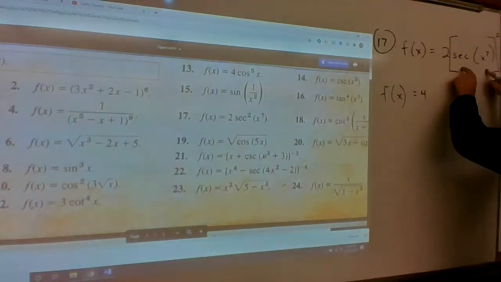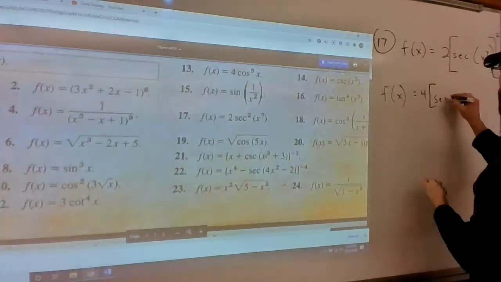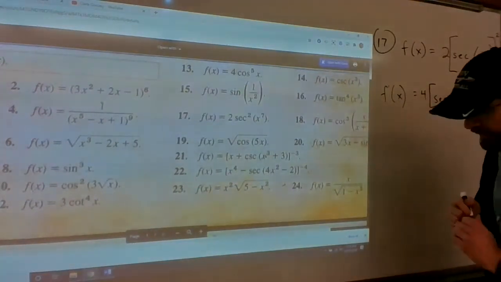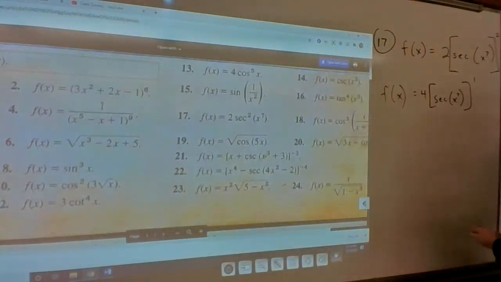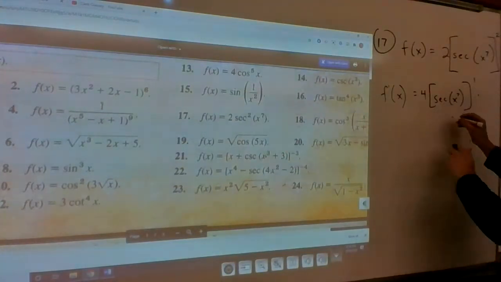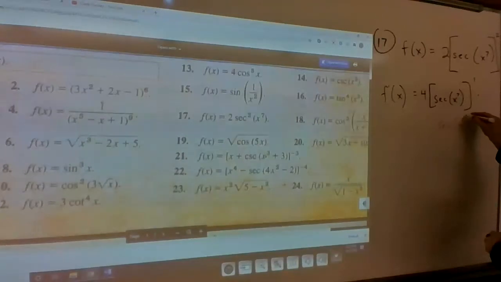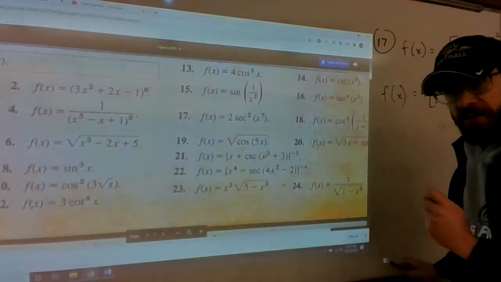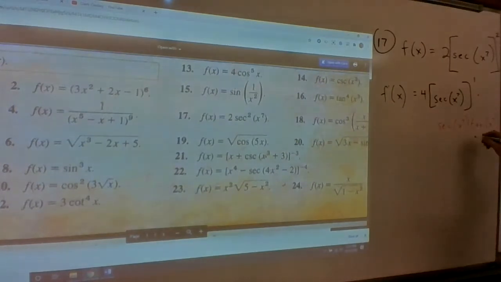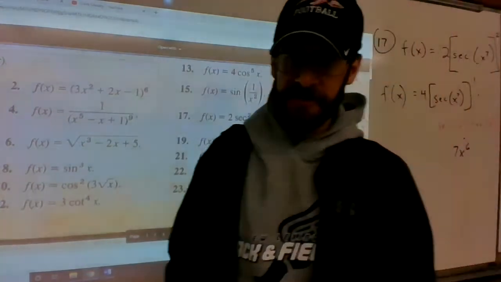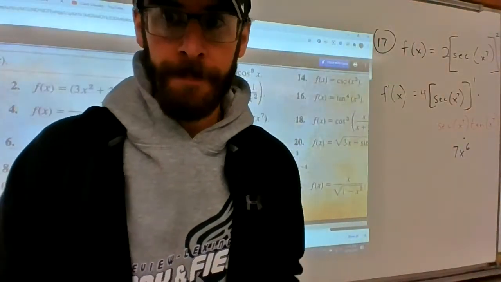Rewrite this whole thing. So it's going to be secant of x to the 7 to the 1 power. Then we're going to multiply that quantity times the derivative of secant. So the derivative of secant is secant tangent. And then make sure you take the derivative of x to the 7, which is 7x to the 6 power, just using a very simple power rule.